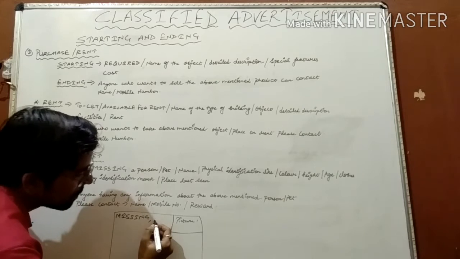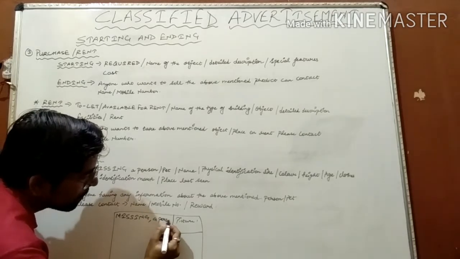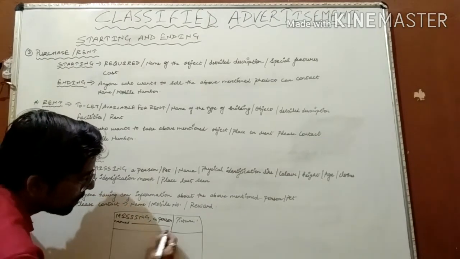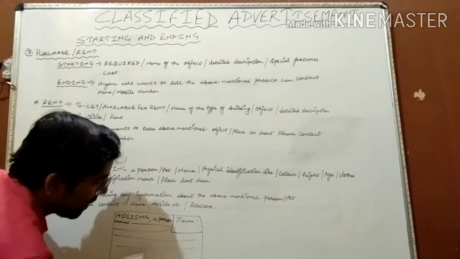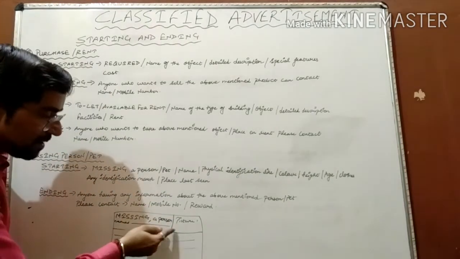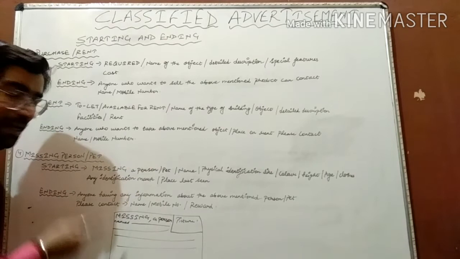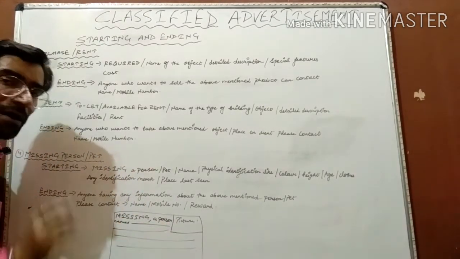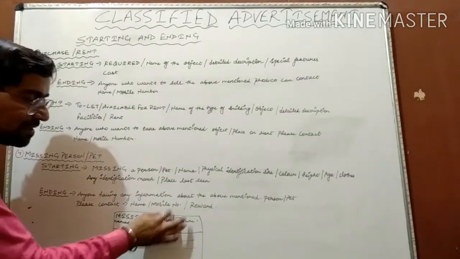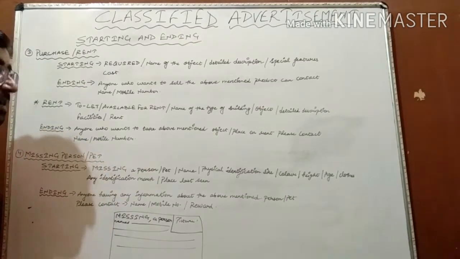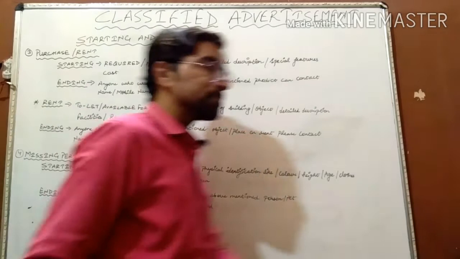Missing, comma, a person, name, like this here. In this manner you have to write down the whole advertisement. Do not leave this space vacant. Start writing from here itself. Make this box part of your content. Do not leave this box out of the content. Include this box in your content.